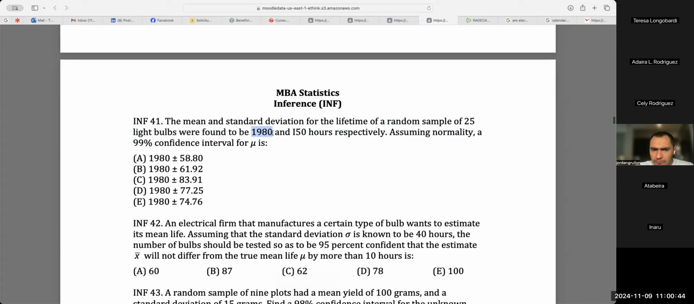Here's the mean, 1980. And so then you have to take T for a 99% confidence interval and what degrees of freedom? Right, Adriana is right on track. We need the T value for a 99% confidence interval with degrees of freedom equals 24. So how do we do that?